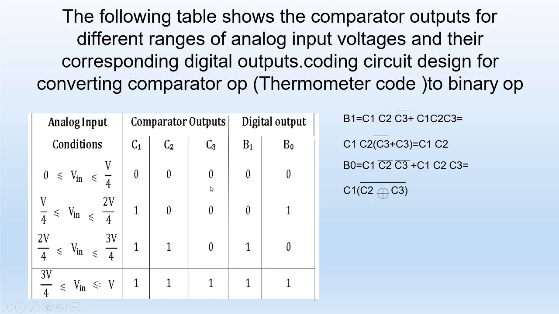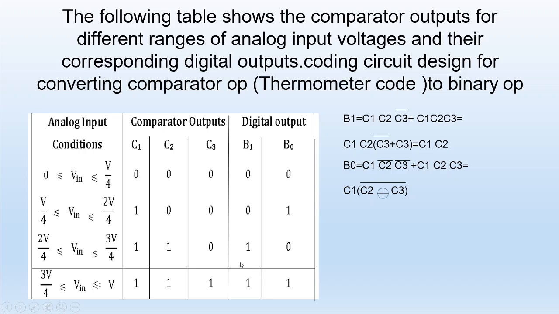Now it will be needed to encode the outputs of the comparators into the digital output. So a coding circuit is designed for converting the output of the comparators, which is also called a thermometer code, to binary output. As it is a 2-bit ADC, we can very easily find the encoding circuit. B1 and B0 are assigned the values 00, 01, 10 and 11. Whenever your input is from 0 to V by 4, the digital equivalent output is 00. Whenever it is greater than V by 4 but less than twice V by 4, it is 01.